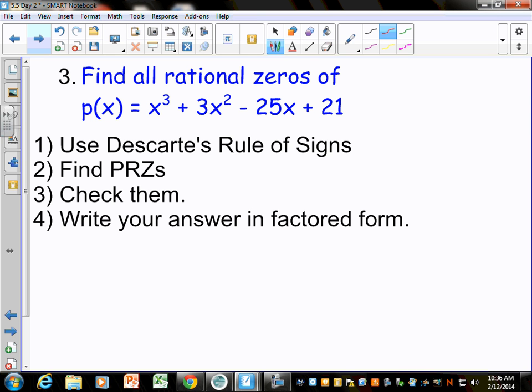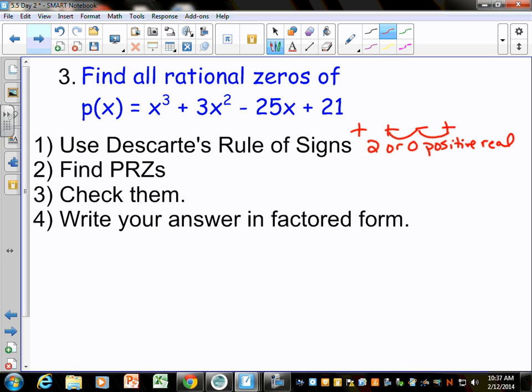So let's start with Descartes' rule of signs. If I do Descartes' rule of signs, I'm just going to go through here and I'm just going to say positive, positive, negative, positive. I'm just taking the signs. Positive, positive, negative, positive. How many times did that change signs? Yeah, it changed 2 times, so we can say that there are 2 or 0 positive real zeros. So there could be 2, or there could be none.